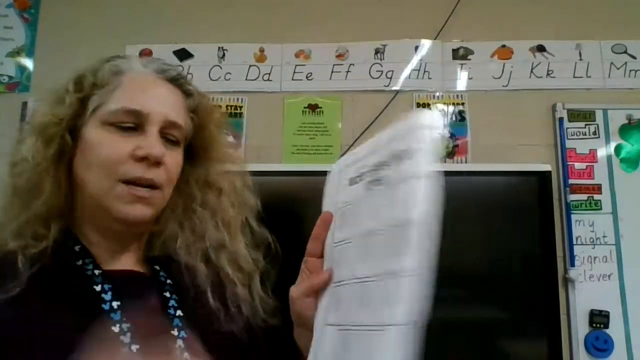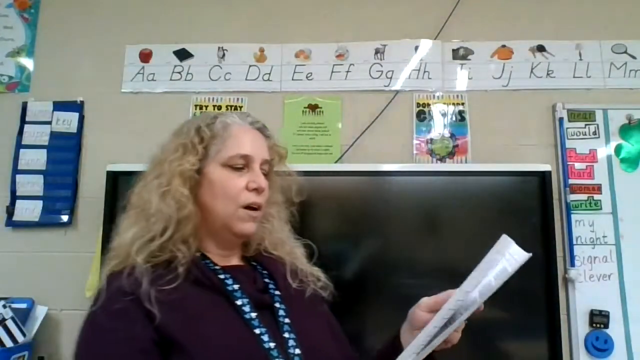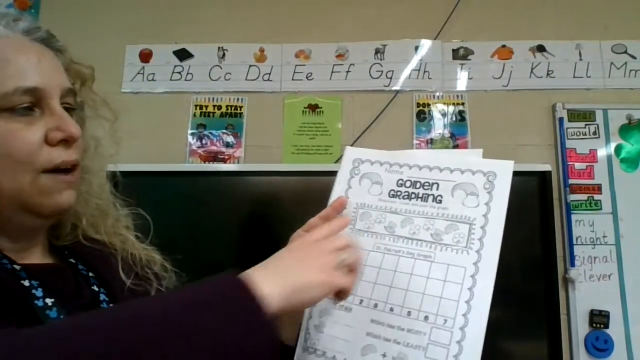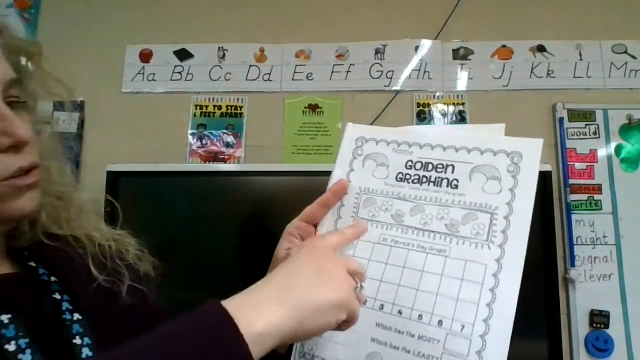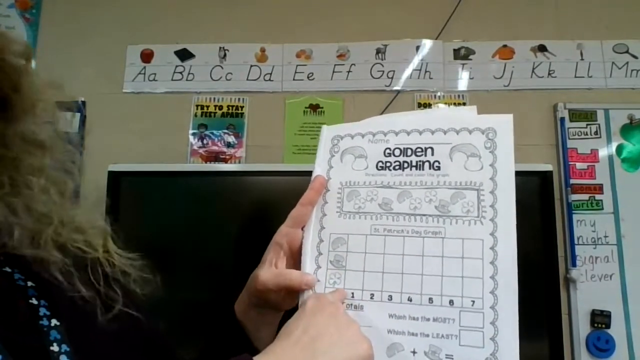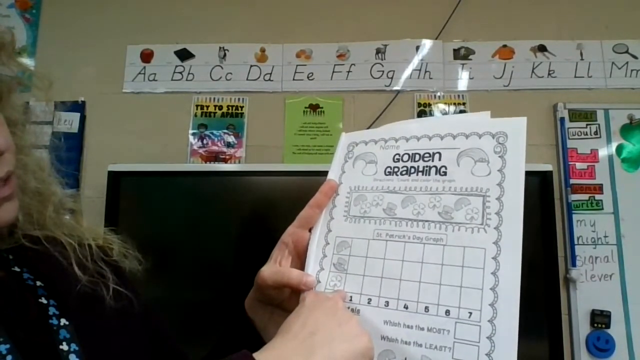That's familiar, isn't it? Okay. Then you have a graph that you're going to do. It says count and color the graph. So you have to look for the rainbows, the hats, and the 4-leaf clovers.